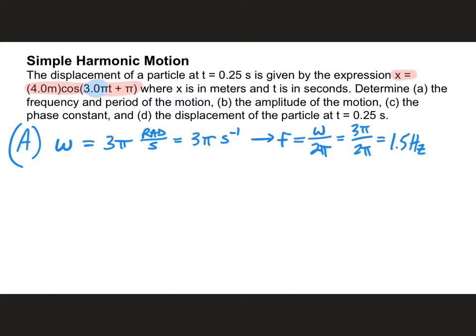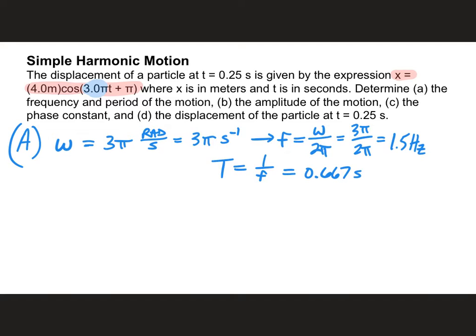So we have that. Then period, capital T for period, I hope you remember that. It's just 1 over the frequency, and frequency is 1 over the period, all right? And so 1 over that 1.5 hertz, which is something per second, gives us just 2/3 of a second. So it takes 2/3 of a second for this particle that's in simple harmonic motion to have one full cycle.